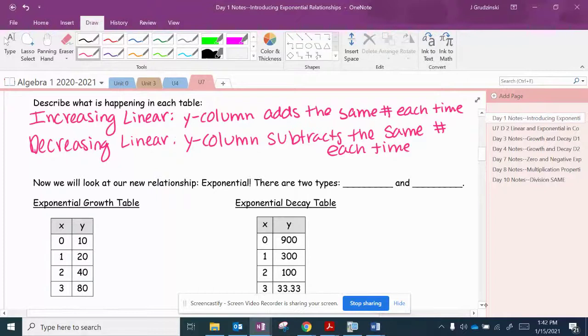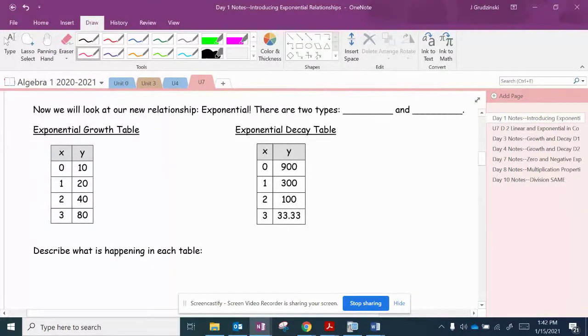Now we'll look at our new relationship, exponential. There are two types. There's exponential growth and decay. When you see exponential growth, you're going to see that you are multiplying by the same number each time. So here we're doing times 2 each time. Exponential decay is going to divide. In this case, we're dividing by 3 each time.